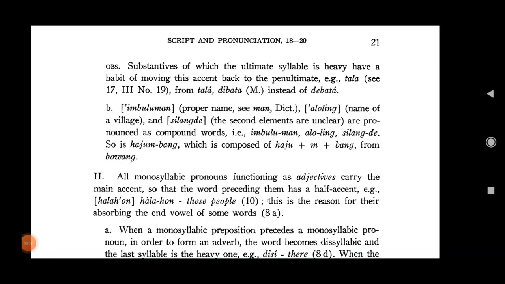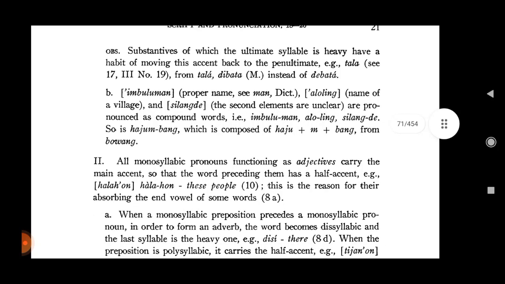Substantives of which the ultimate syllable is heavy have a habit of moving this accent back to the penultimate, e.g. Tala C 17:3, number 19. For Tala, Dibata, Mandailing instead of Debata. In Buluman, proper name Seaman Dictionary Aloling, name of a village in Silang, the second elements are unclear, and are pronounced as compound words, i.e. in Buluman, Aloling, Silang de. So is Hayubang, which is composed of Hayu Bang from Bawang.